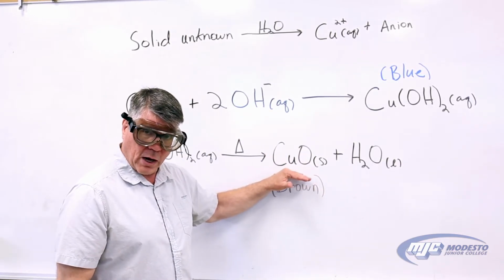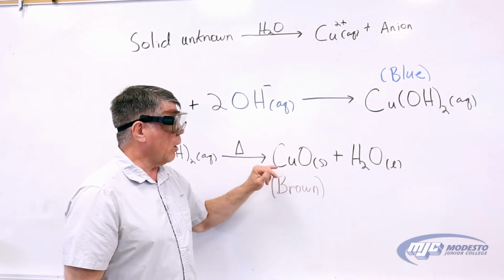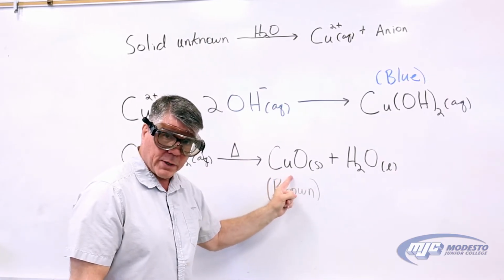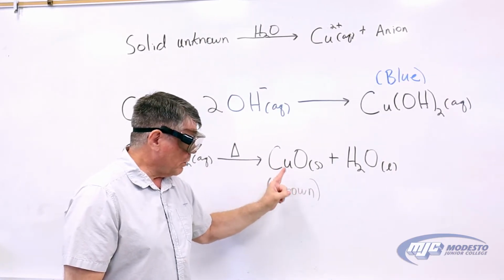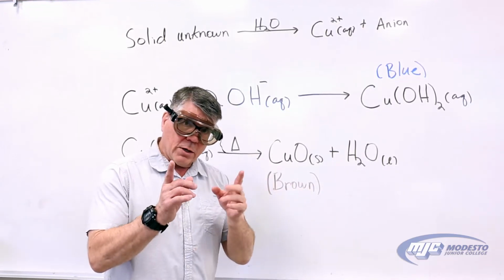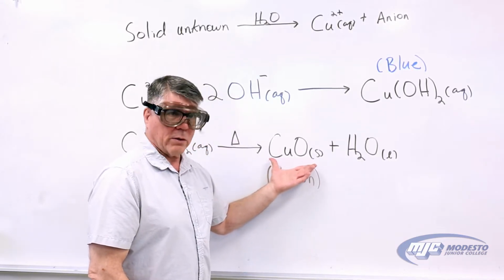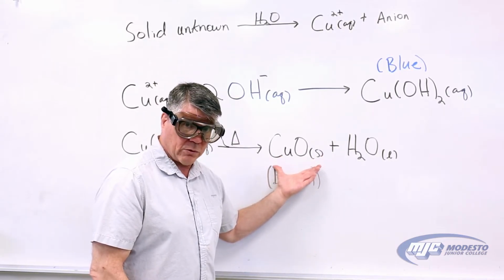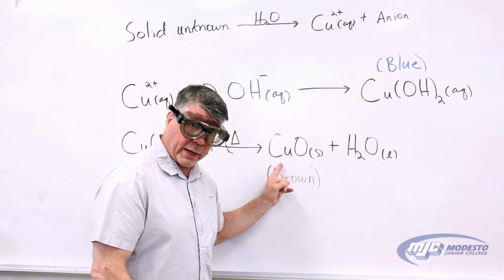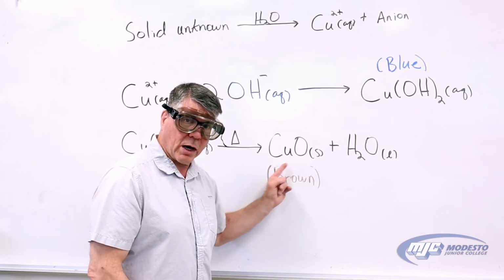Once we separate the copper two oxide from everything else, we're assuming, and it's a really good assumption, that all of the copper that started out in your unknown ends up in your copper two oxide. Once we've isolated this, we dry it and we weigh it. Knowing how much the copper two oxide weighs, we're able to figure out, using the molar mass, how many moles of copper two oxide we have, which means we can figure out how many moles of copper we have, because it's a 1-to-1 mole ratio: 1 mole of copper and 1 mole of copper two oxide.